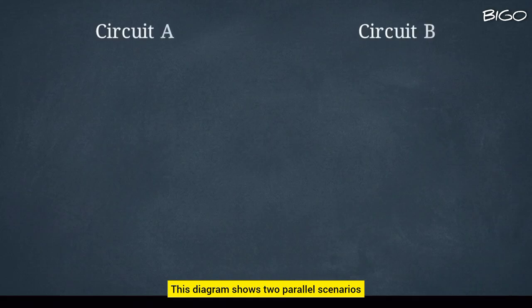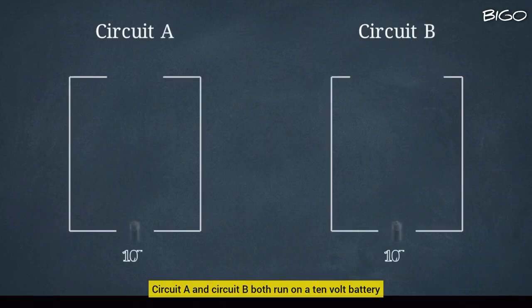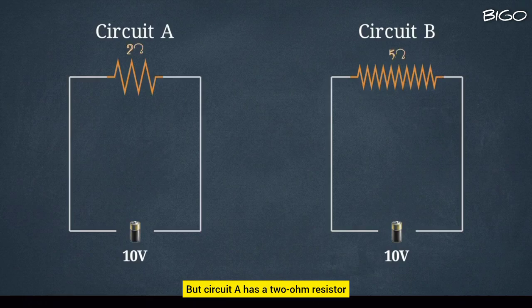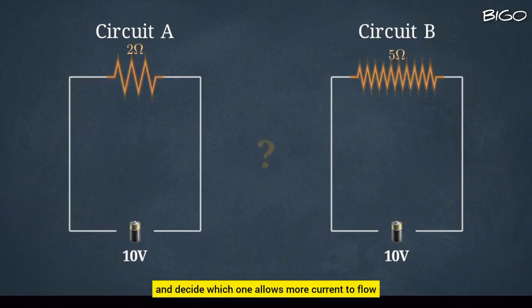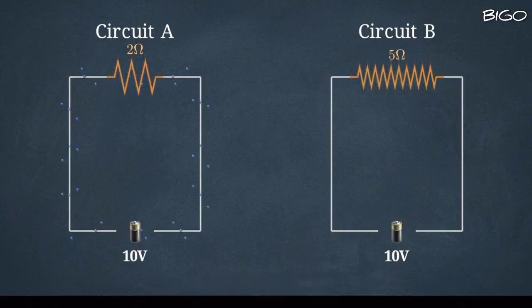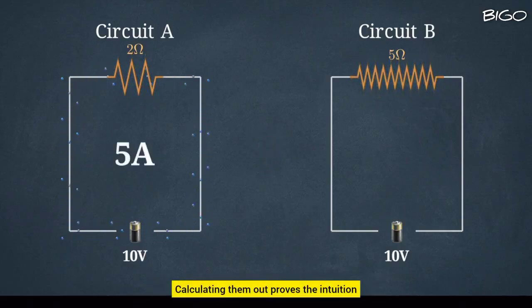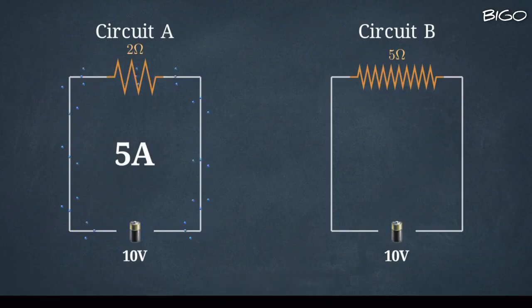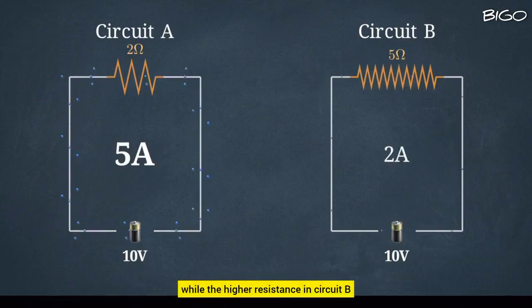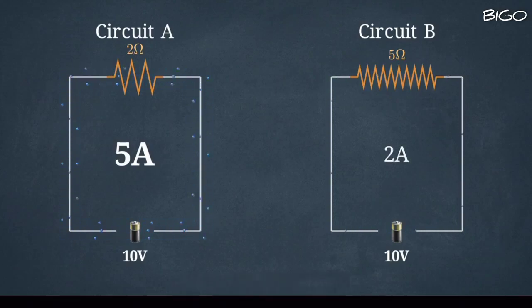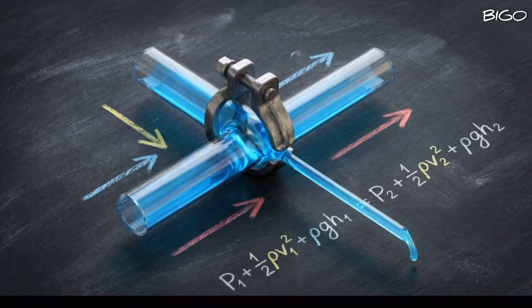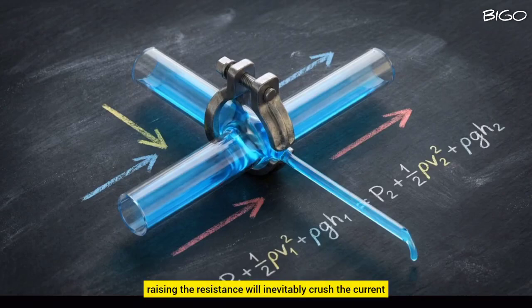This diagram shows two parallel scenarios. Circuit A and Circuit B both run on a 10-volt battery, but Circuit A has a 2 ohm resistor, while B has a 5 ohm resistor. Without doing the math first, look at the restrictions and decide which one allows more current to flow. Calculating them out proves the intuition. Circuit A pushes 5 amps, while the higher resistance in Circuit B chokes the flow down to just 2 amps. When you lock your voltage in place, raising the resistance will inevitably crush the current.